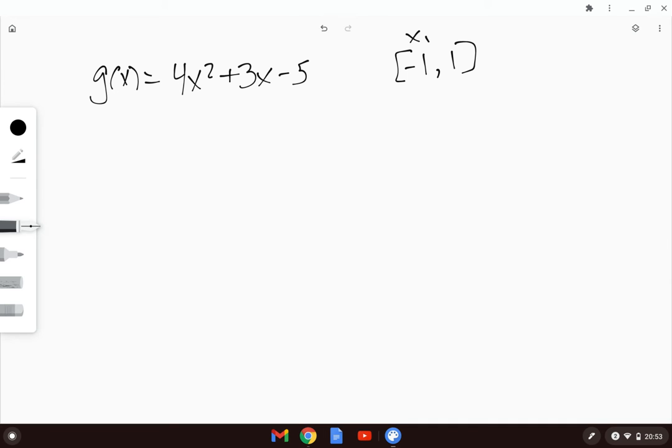And we're going to have the function g of x equals 4x squared plus 3x minus 5. And we're graphing this or looking at this over the interval of -1, 1. All right, so here's my x1 and here's my x2. All right, so let's start with the g of -1.